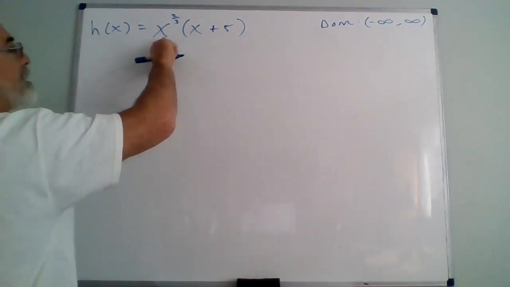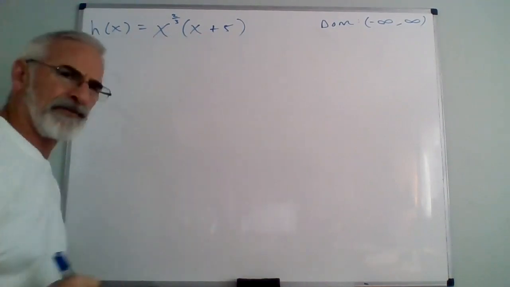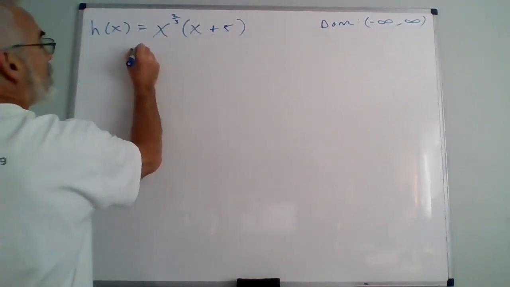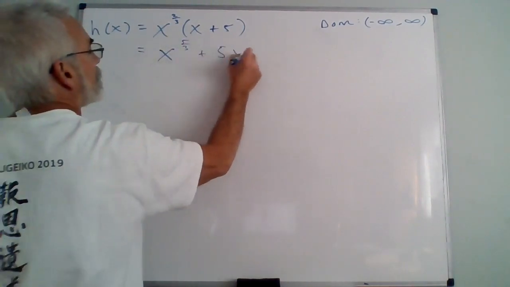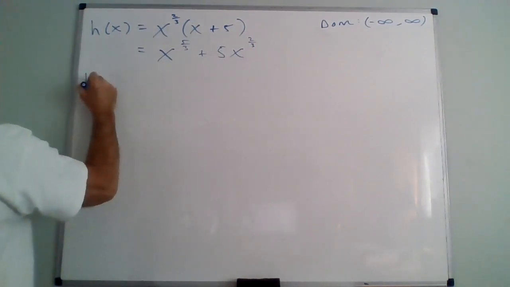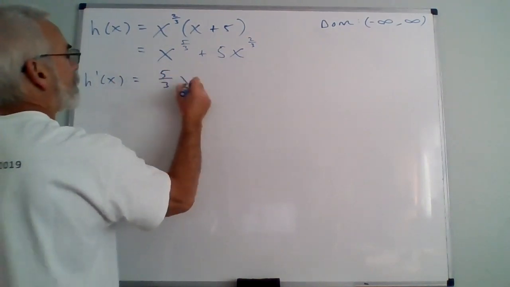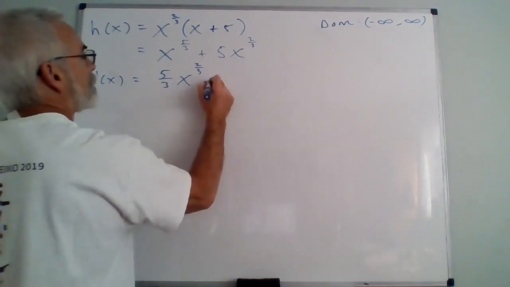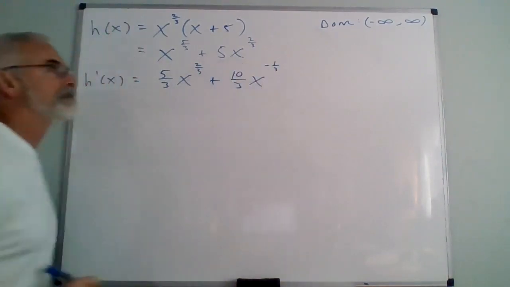Now, I don't want to differentiate it in this form. I can, but then I'd have to use product rule and then I'd have to factor it. So why don't we just multiply it out? And differentiate that. That's going to be way easier. So h prime of x is 5/3 x to the 2/3 plus 10/3 x to the negative 1/3.